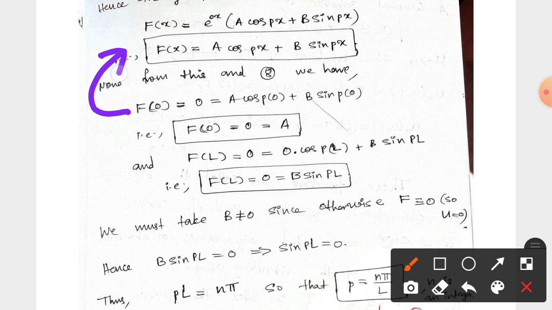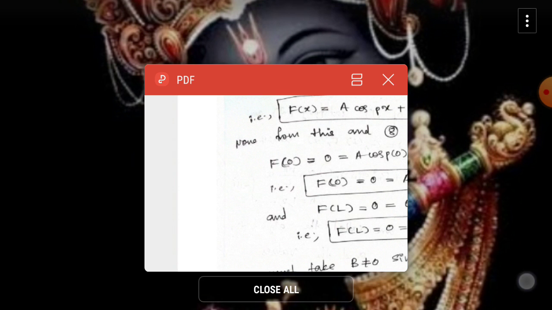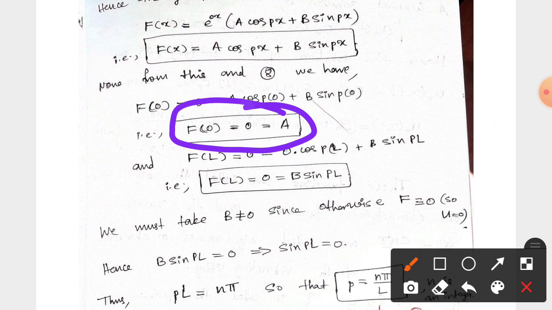So using this in this equation, what will we get? First boundary condition is f of 0 is equal to 0. So substitute 0 in the place of x, what will we get? F of 0 is equal to 0 is equal to a into cos p into 0 plus b sin p into 0. Sin 0 is 0, cos 0 is 1. So this term completely becomes 0. So this one is a. So we have a is equal to 0.